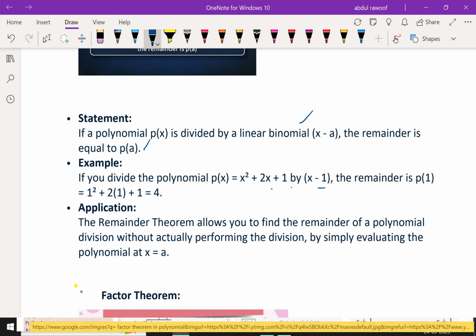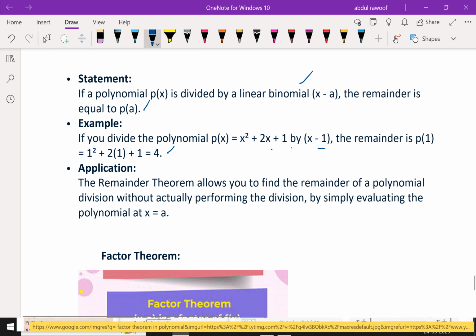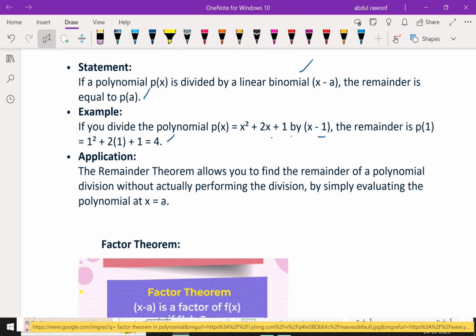Take x minus 1, which gives x equal to 1. Substitute x as 1 here: p of 1 equals 1 squared plus 2 into 1 plus 1 equals 4. That means the remainder is 4. Without actual division, we are finding it. The remainder theorem allows you to find the remainder of a polynomial division without performing the division, simply by evaluating the polynomial at x equal to a.